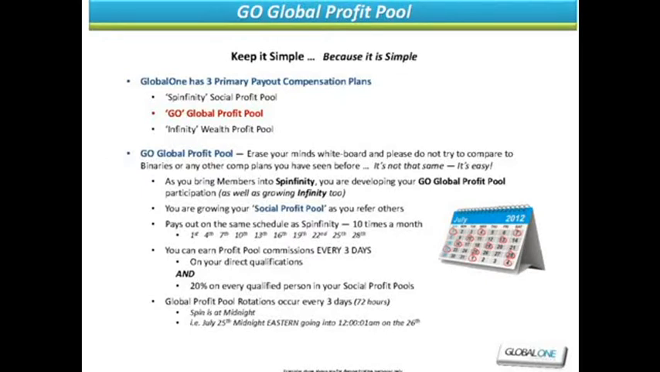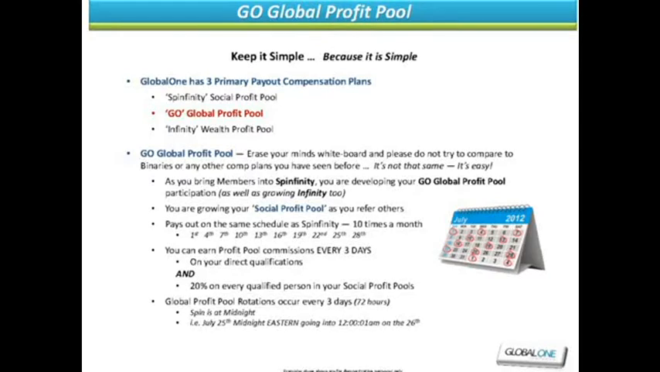All right, so with that, you're going to see the familiarity here with the Spinfinity side of things. It was laid out just like this. And this time you'll see that the Go Global Profit Pool is highlighted. That's what we're talking about today. So with the Go Global Profit Pool, the usual: erase the whiteboard of your mind. Don't try to compare us, the whole bit. We already talked about that.